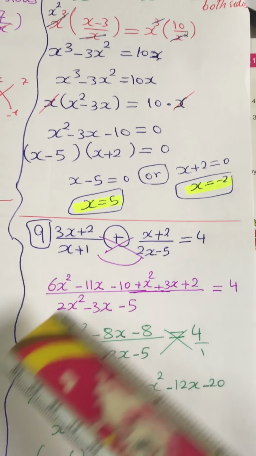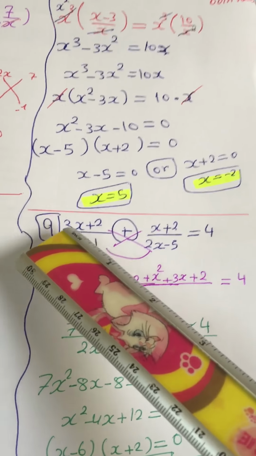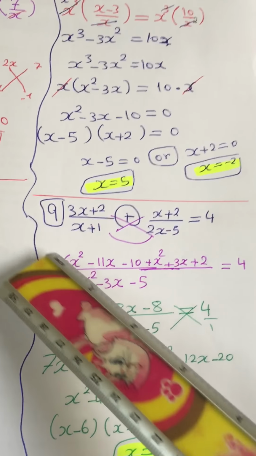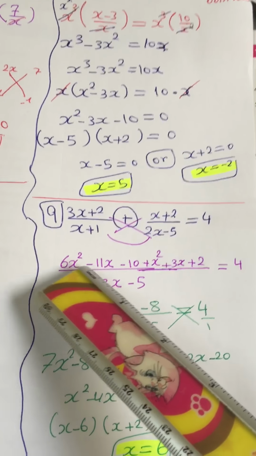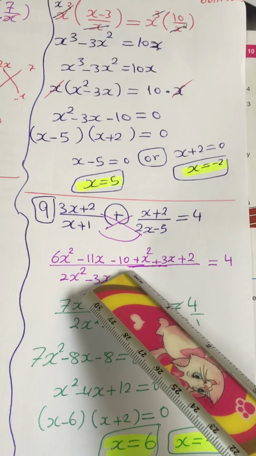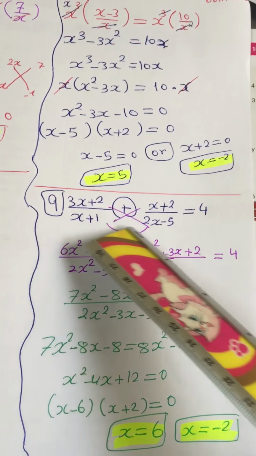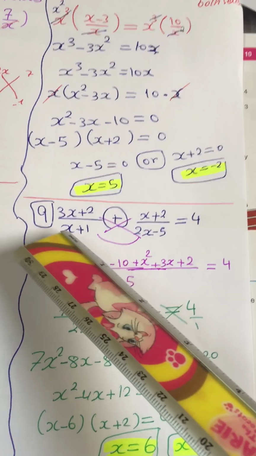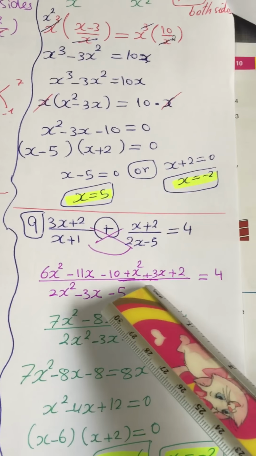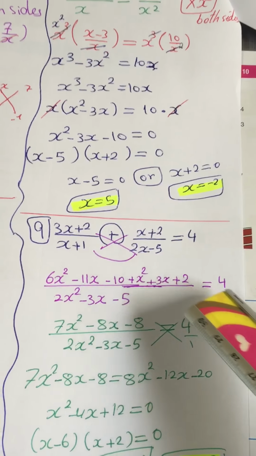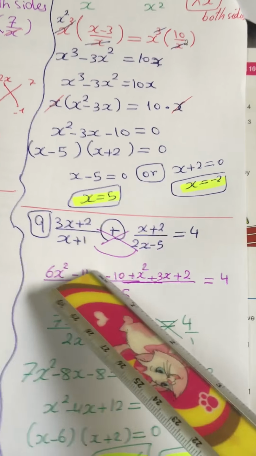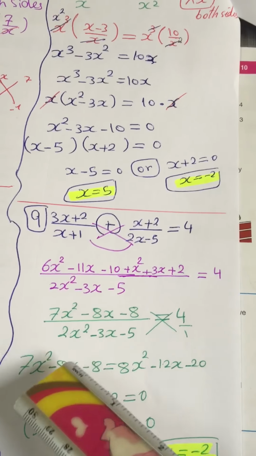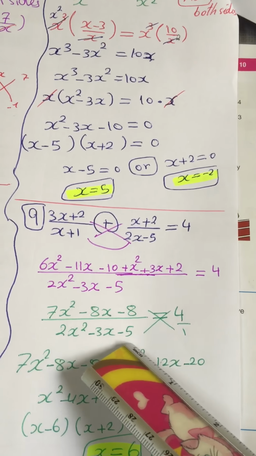I'll multiply down together and cross. Down, I multiply them directly, gives me 3 terms. And here 3x plus 2 multiply 2x minus 5. You will find that equals 6x squared minus 11x minus 10, if you multiply this. And here it's a positive sign, so x plus 1 multiply x plus 2 gives me x squared plus 3x plus 2. All of them equal 4. Collect the like terms up. You get 7x squared minus 8x minus 8 over 2x squared minus 3x minus 5.